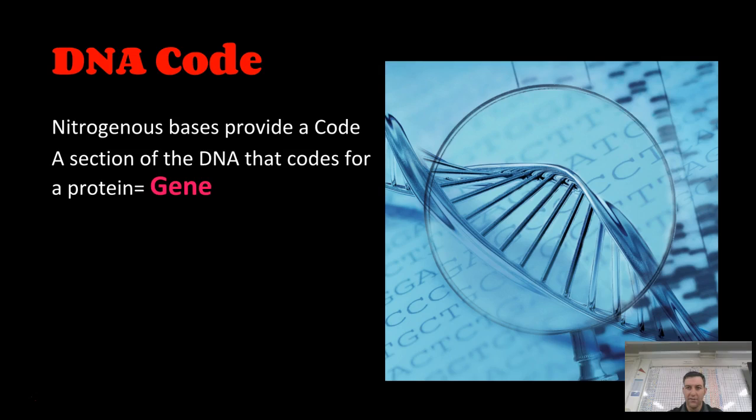Those letters, the sequence of those letters in a segment of DNA, would be called a gene. Again, those are being used as the instructions to make a specific protein. So genes are specific parts of DNA that code to make a protein. Again, those nitrogenous bases and the order of them determine the order of the amino acids, which eventually will be put together to make a protein. Well, a polypeptide and then a protein.